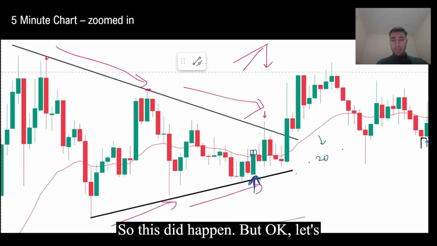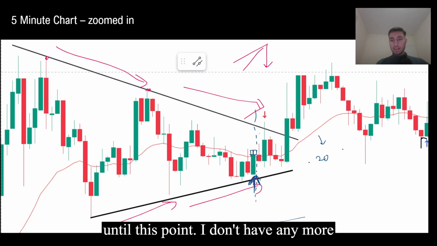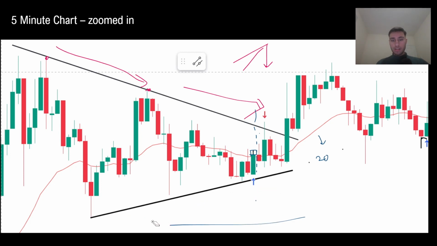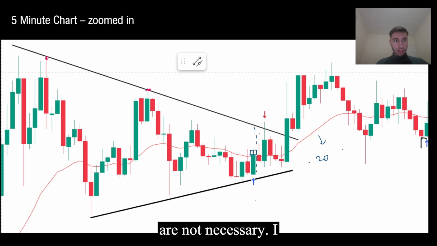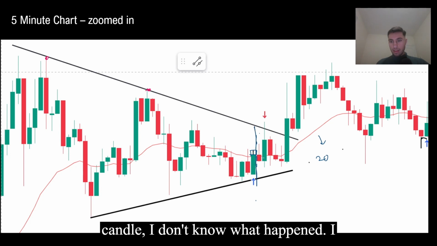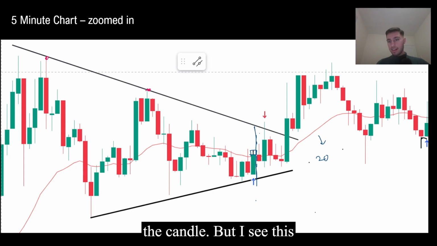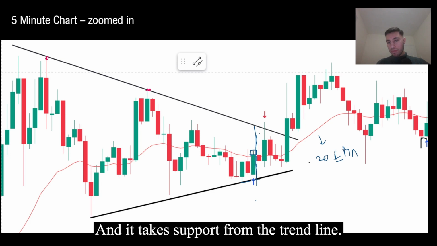So this test did happen, but okay, let's say I only have the view of the market until this point. I don't have any more than that. Actually, let me erase something so that it's easier to see. I'm just going to erase the lines which are not necessary. So I had the market view before this candle. I don't know what happened. I didn't have all this from the right of this candle. But I see this candle closing above the 20 EMA, and it closes at its high, and it takes support from the trend line.